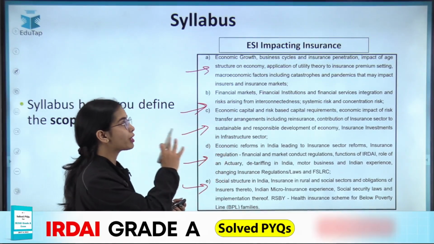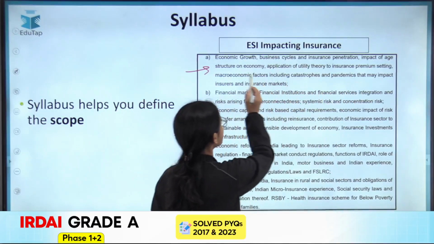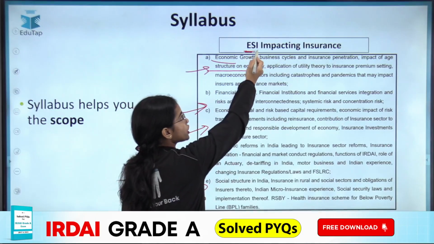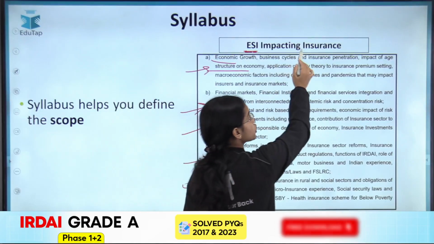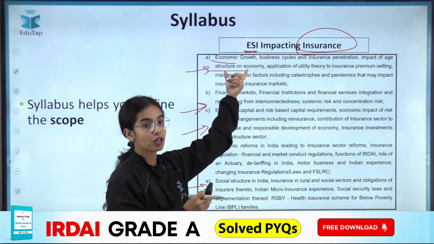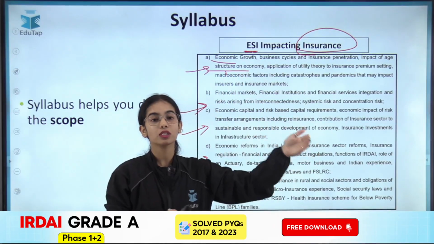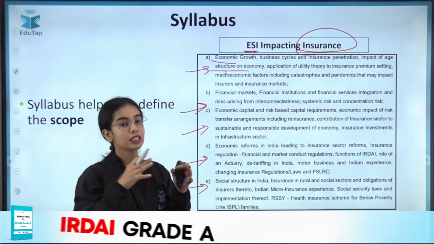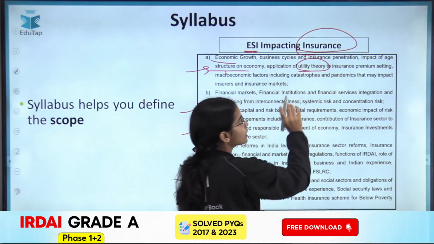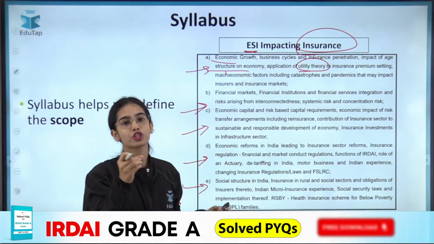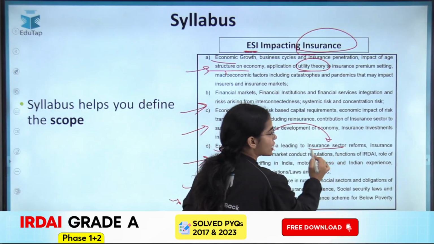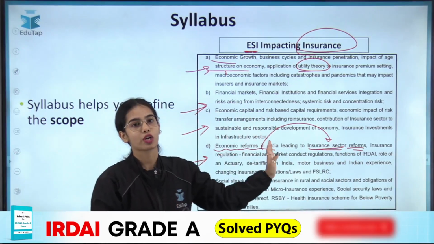Now if you are covering economic growth, business cycles, the impact of age structure on economy, you have to remember that you are focusing on the economics topics or social issues topics from the perspective of insurance. So if you are studying the impact of age structure on economy, you have to study this topic from the perspective of insurance, that is, how the insurance sector is impacted by the changing age structure. As well, if you are studying the utility theory, you have to focus on the study of utility theory from the perspective of the insurance sector. Even if you are studying the economic reforms in India, that is from the perspective of insurance sector reforms, and you have to focus on the insurance sector reforms.